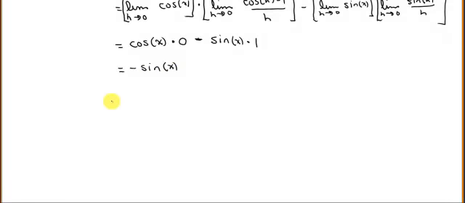So therefore we have our derivative formula, the derivative with respect to x of cosine of x is equal to negative sine of x.